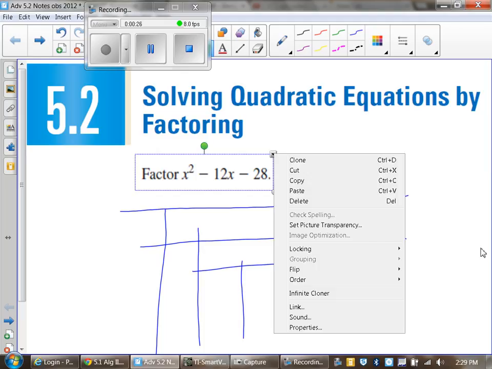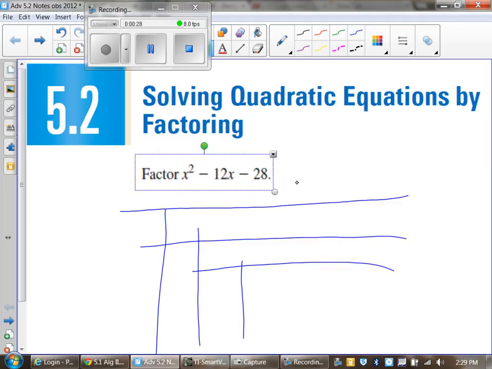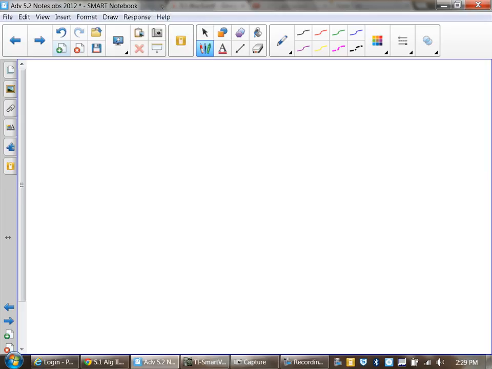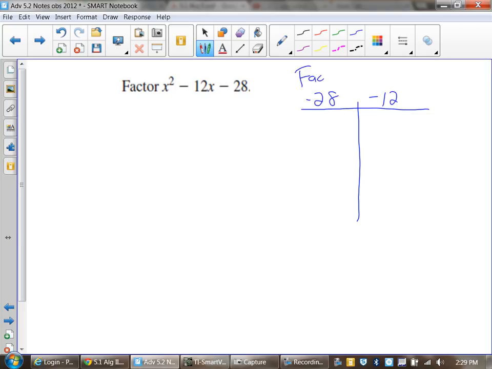Now, what happens though when we're talking about factoring? When we're talking about factoring, I know that you guys have all seen this many different ways. The way that I always show factoring when my leading term coefficient is 1, my A value is 1, I'm always asking myself the question, what times what is negative 28 that adds together to get negative 12? So what are my factors of 28 that gives me a sum of negative 12?